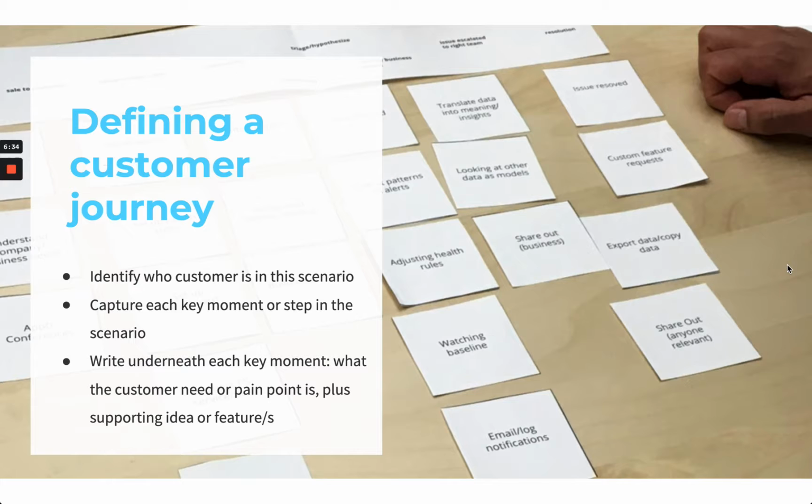And there's lots of ways to define a customer journey. This picture you see here feels like the old days when we were all in person with our paper and sticky notes. But the main steps are: you've already identified who the customer or user is in the scenario. Then you want to capture each key moment or step in the scenario that's happening in their life, and then potentially within the product as well. And then underneath each of those key moments, you might want to layer in different information that you have, like what the customer need is at that point, maybe any pain points they have with the existing process, maybe ideas for features that you're thinking about.